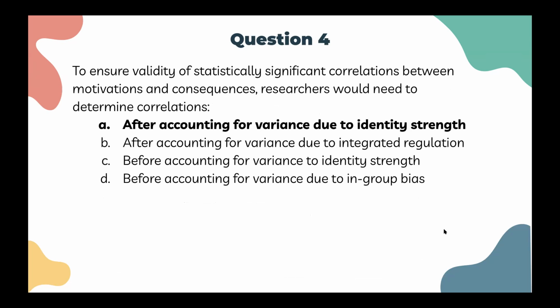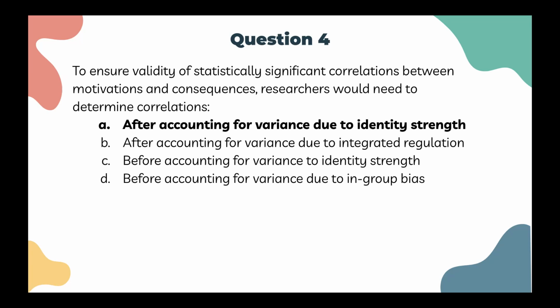The correct answer is A. Variance means how deviated the score is from the mean. In the study, the researchers measured the correlation between SDT motivation types and positive and negative consequences of social identity. They do not want to measure the correlation between identity strength and the consequences of social identity. So in order to ensure that they are measuring SDT motivation types, they have to determine the degree of variance associated with identity strength before deciding that the variance is associated with motivation types, not identity strength. So A is our answer and C is out.